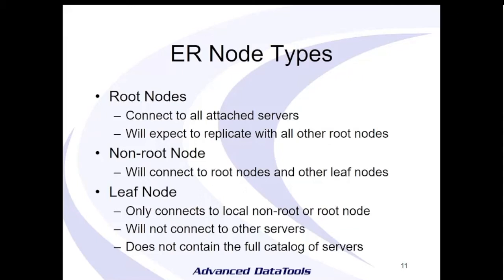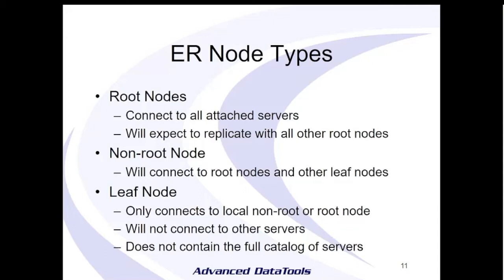And then off of them, you have non-root nodes. These are also nodes that know all of the other servers. They have the full catalog of replication information, but they're not expecting to talk to all of the other systems. They're kind of the middlemen. And then finally, we have the leaf nodes, which only talk to a non-root node or a single root node. They can't talk to other leaf nodes. They don't talk to multiple servers. This is your end result server.